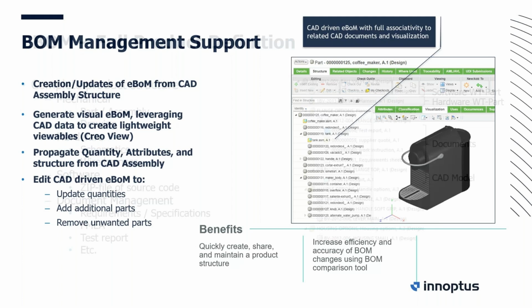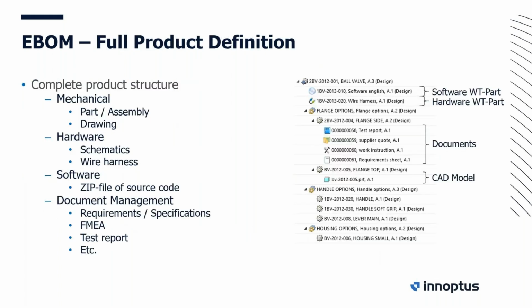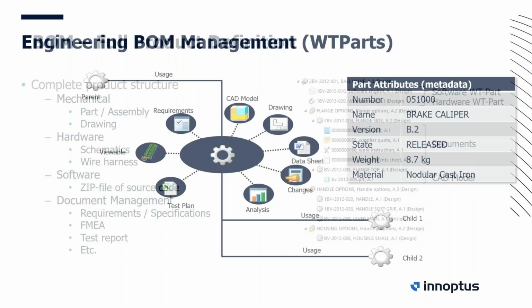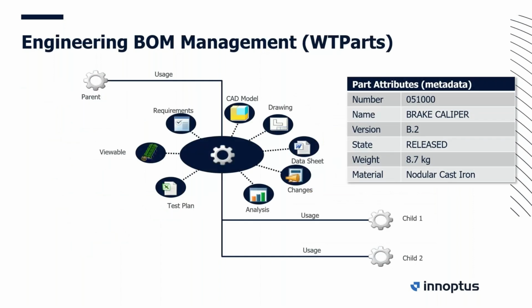First is that you can create a full product definition. So I already explained you have multiple disciplines in the organization, software, hardware, and with Windchill parts you can combine all these disciplines into one bill of material, and also you can link documents to it. And in the background, the Windchill part is the main item, and all other items are linked to the Windchill part.